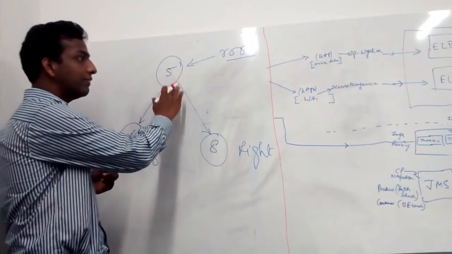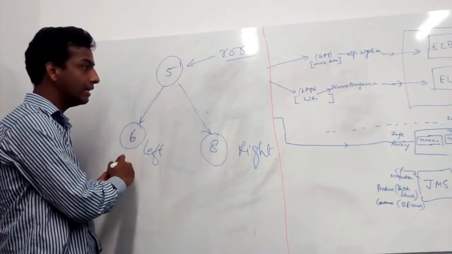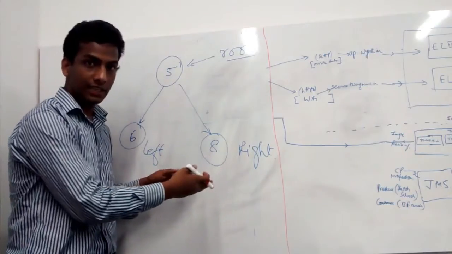So 5 is the root of the binary tree. 6 is referred to as the left child. 8 is referred to as the right child.